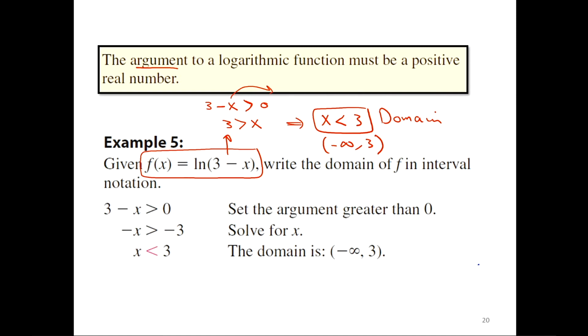So if we need to find the domain, for an exponential function the domain is from minus infinity to infinity, directly. But in a logarithmic function the argument must be positive. So we must find the values of x that make the inside of the ln, or logarithm, positive. Any question about this example?